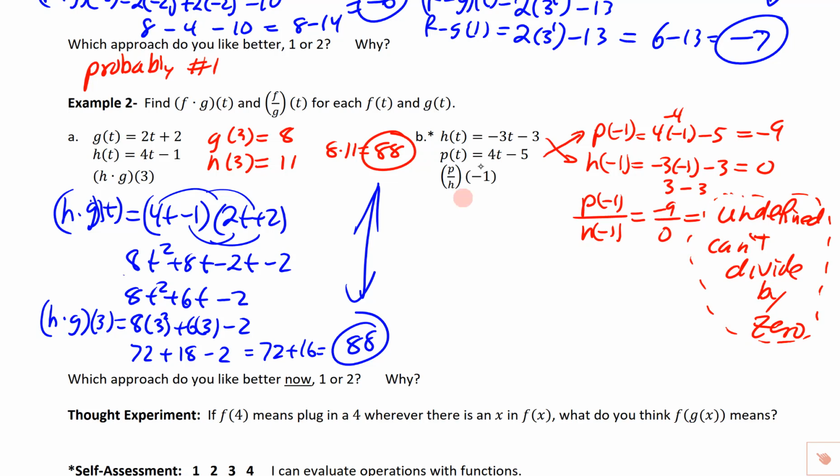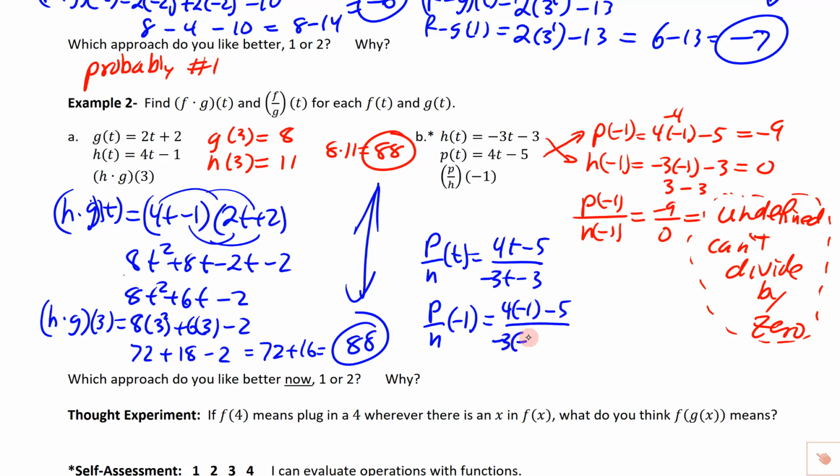Let's see if it works out the same with the other technique. On this one, we need to put p on the top. So p divided by h of t has 4t minus 5 on the top, and then -3t minus 3 on the bottom. What we want to do is evaluate this for -1. So p over h of -1 is 4 times -1 minus 5, over -3 times -1 minus 3. Again, this works out to -4 minus 5, that's a -9 over here. And then a negative times a negative is a positive, and 3 minus 3 would be 0. Same thing right here. Can't do that.